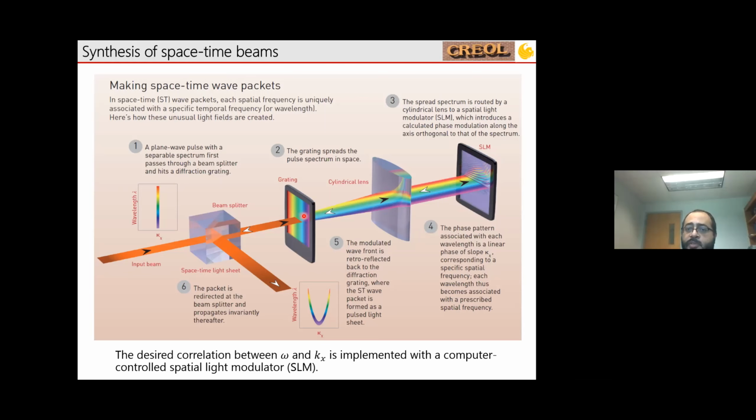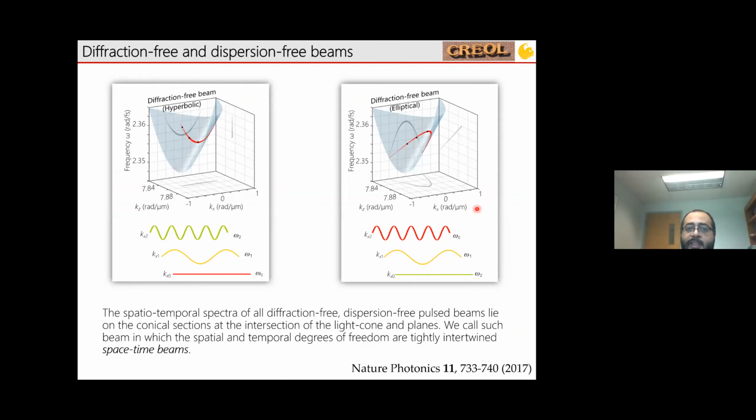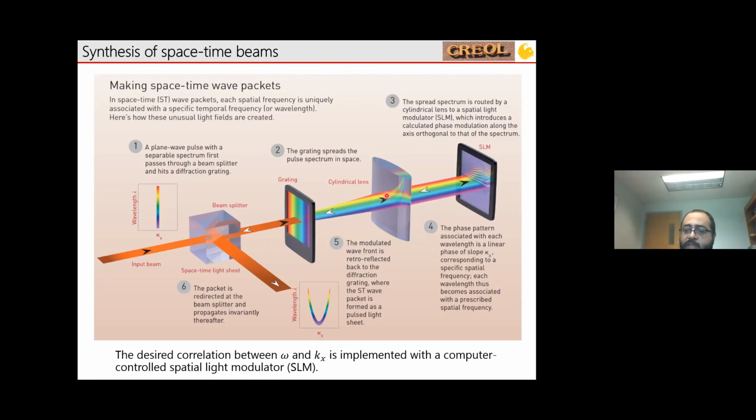The grating superposes the wavelengths on top of each other again, thereby constituting the pulse, which in this case is now a space-time wave packet because each wavelength is associated with a prescribed spatial frequency. By changing this two-dimensional phase pattern on the spatial light modulator, one can change the tilt angle that we had in the previous slide. I can change the tilt of this plane intersecting with the light cone by changing the SLM phase, and this angle will be called the spectral tilt angle, and as a result, we are able to change the properties of these wave packets in free space.